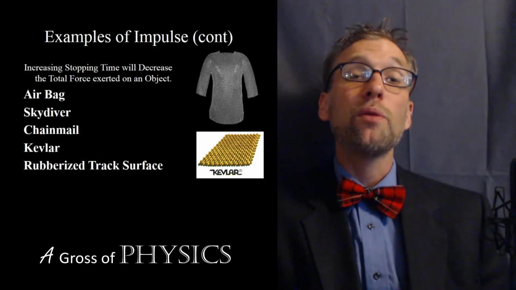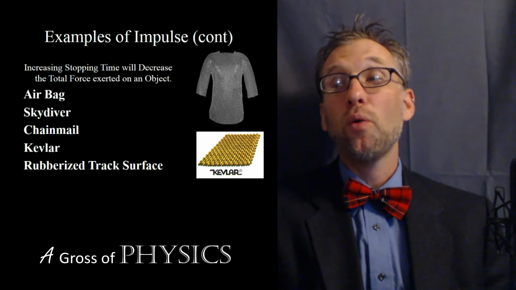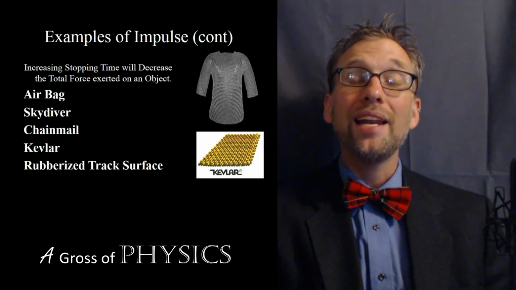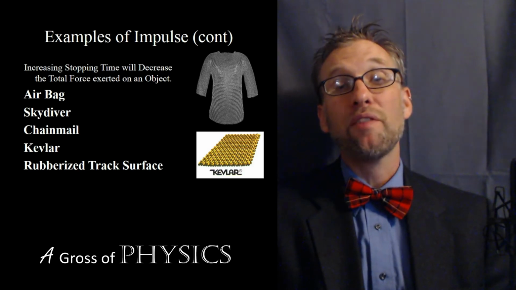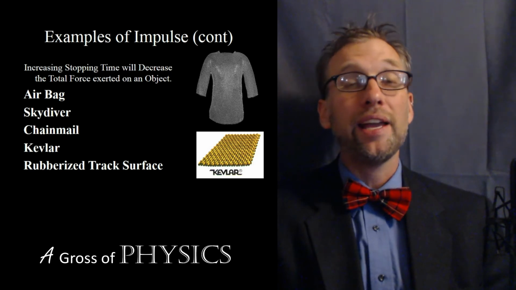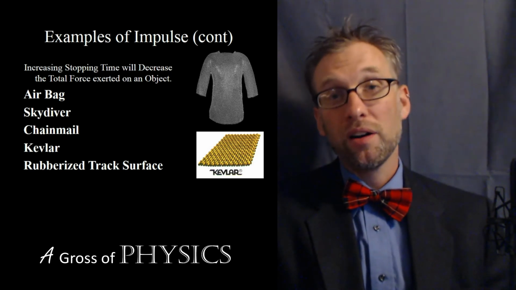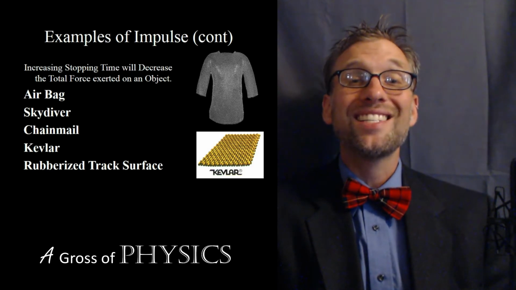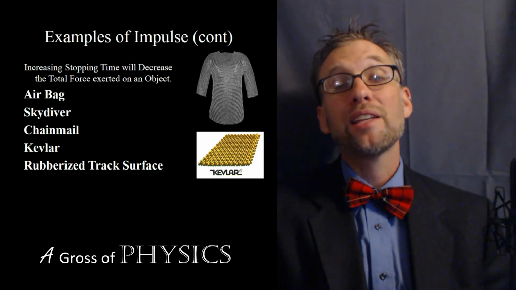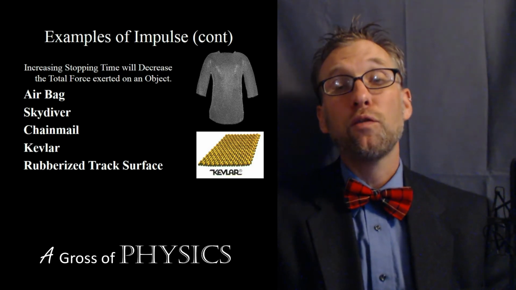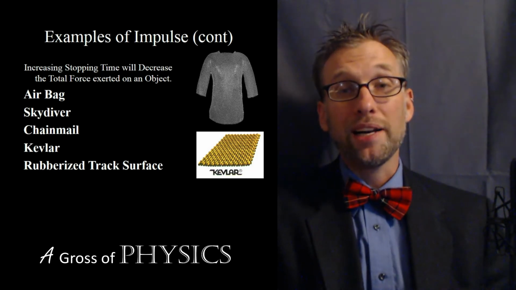On the other hand, what we might want to do is try to find a way to limit the amount of force on an object. And the way we can do that is by increasing the time of contact. If you are, let's say, falling off of a monkey bar in the playground, what you're going to want to do when you hit the ground is extend the time it takes for you to stop as much as possible. If you do that, you're going to decrease the force that is exerted on your body.